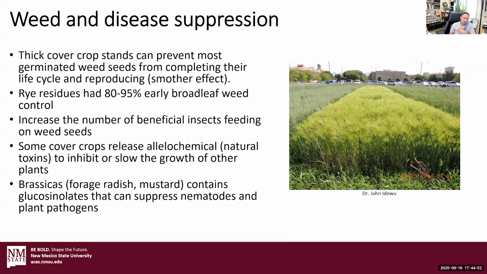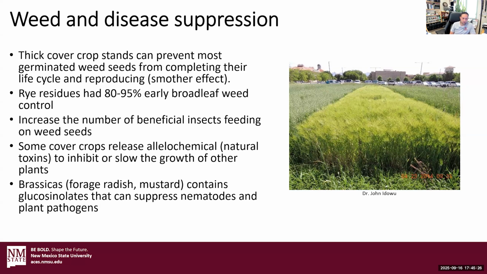It can increase the amount of beneficial insects as well that are feeding on weed seeds. Some of the cover crops, like mustards and other things like that, provide chemicals, which are natural toxins, and they can inhibit the growth or the germination of some of these weed seeds as well. Like I mentioned before, the mustards or the brassicas, like forage radish, contain those glucosinolates, and those can also suppress nematodes.